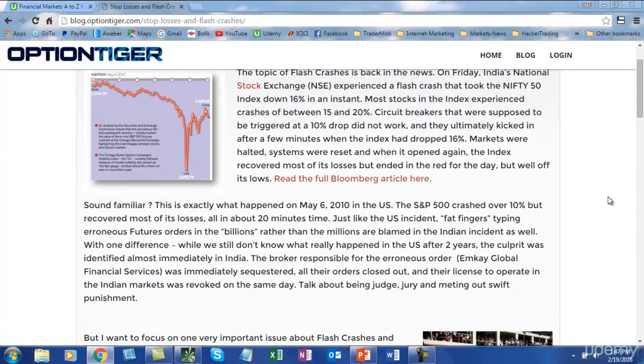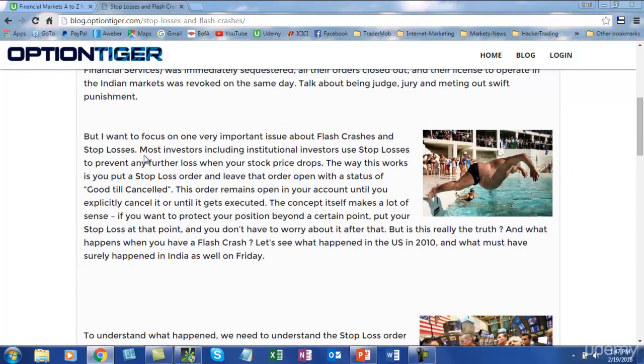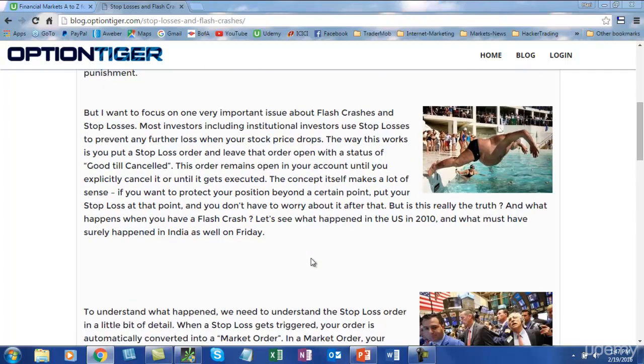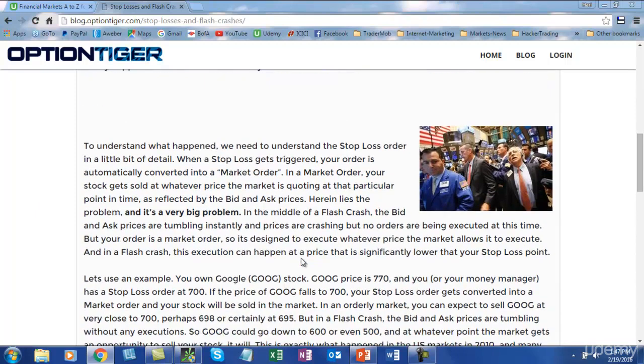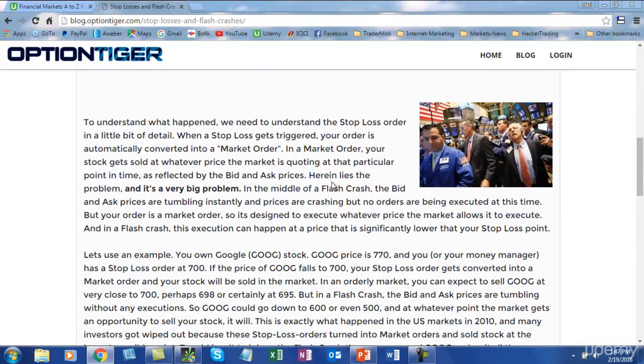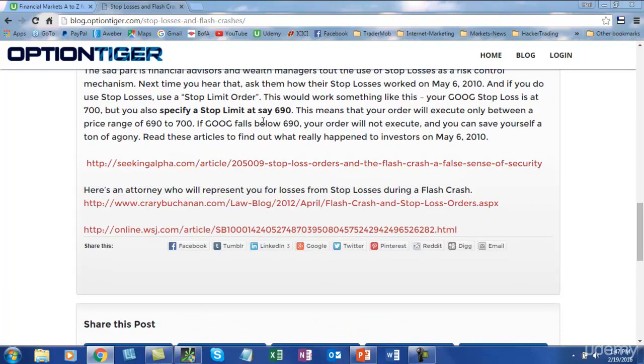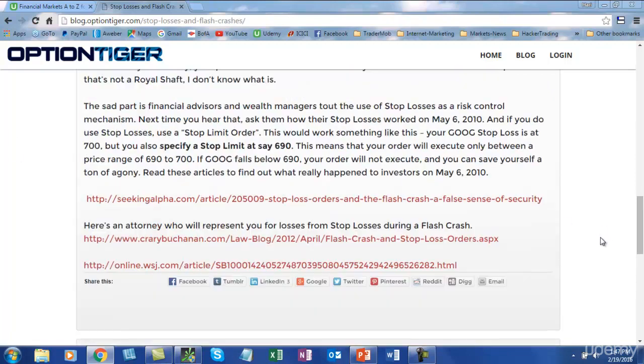And so what ended up happening is that most investors, including institutional investors who use stop losses, that day saw their stocks really get sold at the very bottom. So you can read this article that I've written. It's a very interesting article. And in fact, there were so many lawsuits that started happening after that because, here you can see, stop loss orders and the flash crash, a false sense of security.